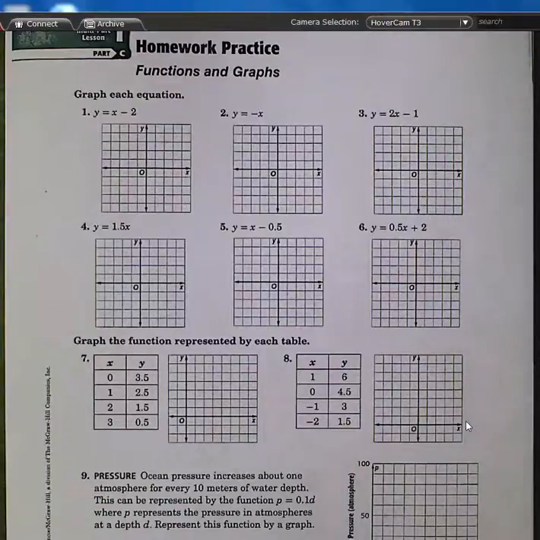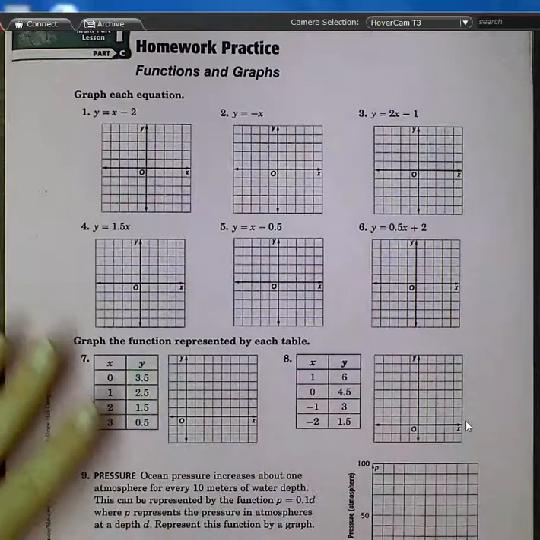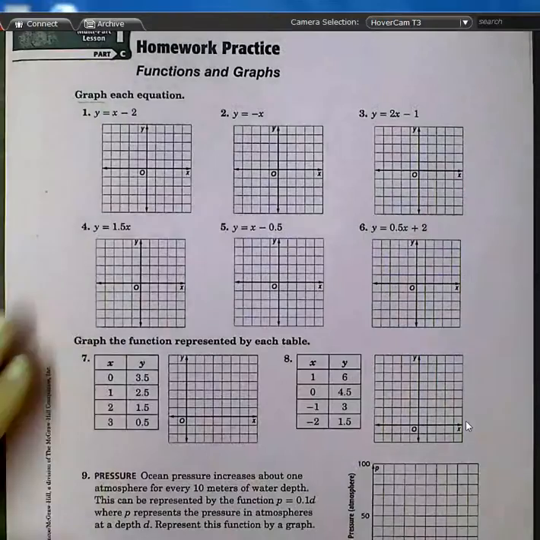But wait a minute, can we go straight from an equation to a graph? No, but what could we create that would help us make our graph? Make a table, that's right. And so we're going to look at number 4 together because it wants us to graph each equation.